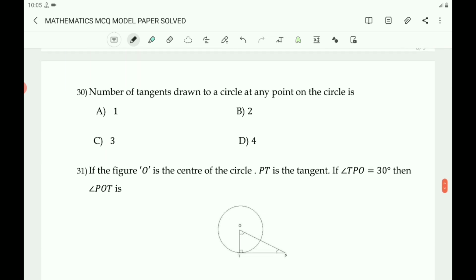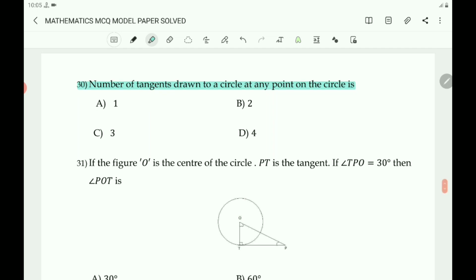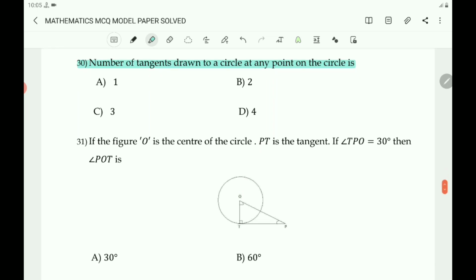Then you take question number 30. Number of tangents drawn to a circle at any point on the circle is. You know that if you consider a circle and consider any point on the circle, how many tangents can be drawn? Only one tangent can be drawn at any point on the circle.